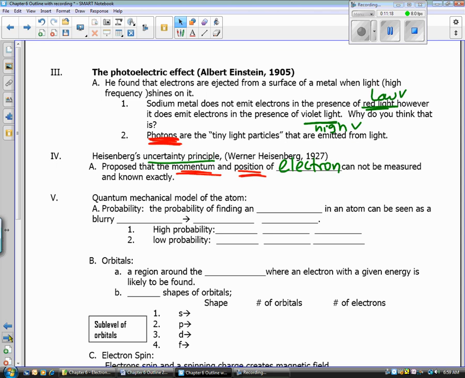So it's not like Bohr, where it's always around a path and you figure out where it's going to be next, or the planets, where you're going to figure out where they're going to be next. Okay, you cannot know the position and momentum at the exact same time.